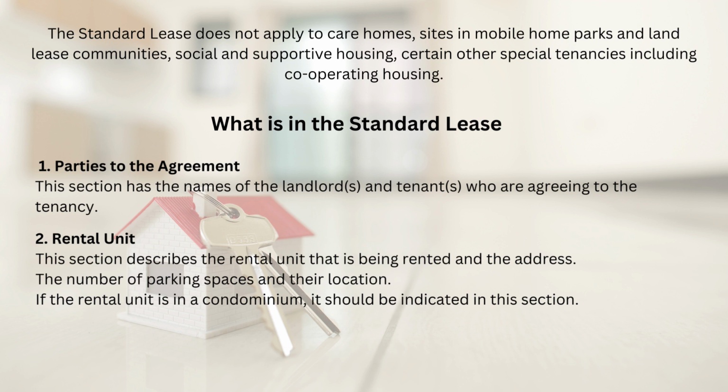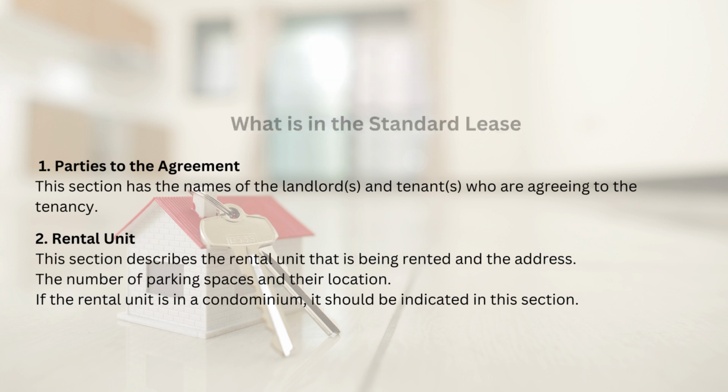What is in the standard lease? 1. Parties to the agreement. This section has the names of the landlords and tenants who are agreeing to the tenancy. 2. Rental unit. This section describes the rental unit that is being rented and the address, the number of parking spaces, and their location. If the rental unit is in a condominium, it should be indicated in this section.